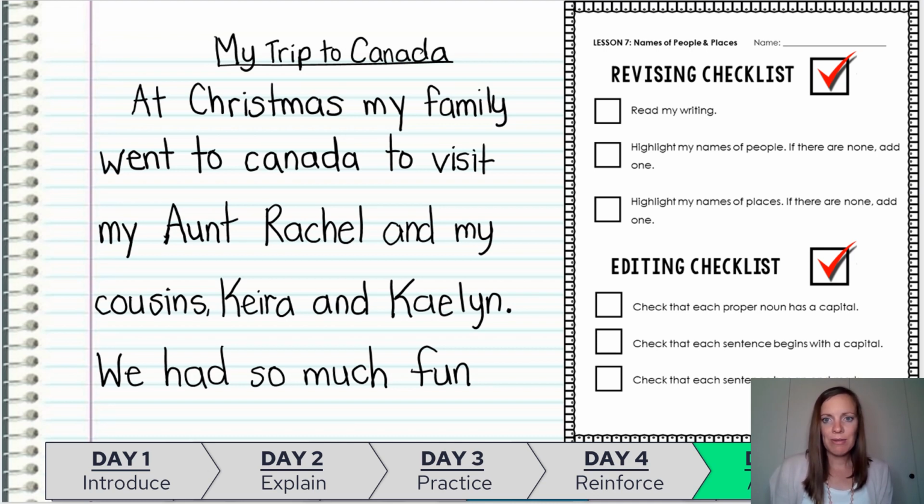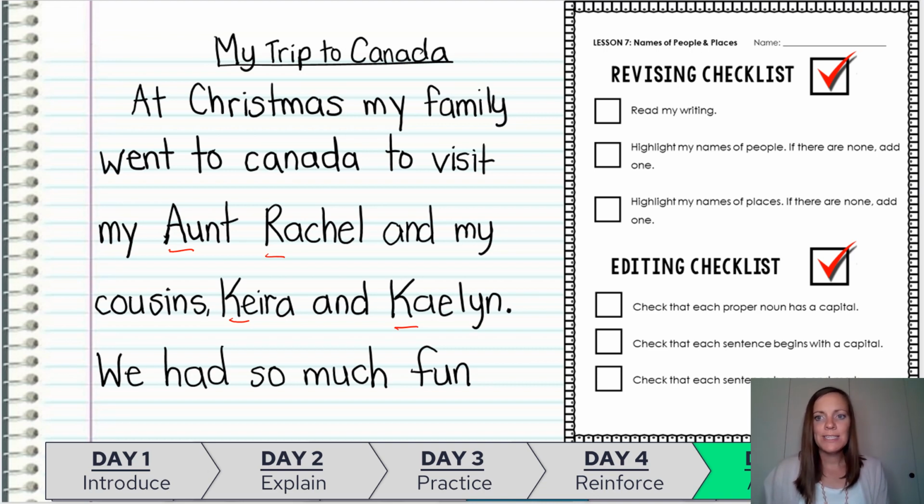So the first thing on my revising checklist I would model is to read my writing. At Christmas, my family went to Canada to visit my Aunt Rachel and my cousins Kira and Kaylin. We had so much fun. Then it says highlight my names of people. If there are none, add one. Okay, I got Aunt Rachel and I have Kira and Kaylin. Okay, I don't need to add any.